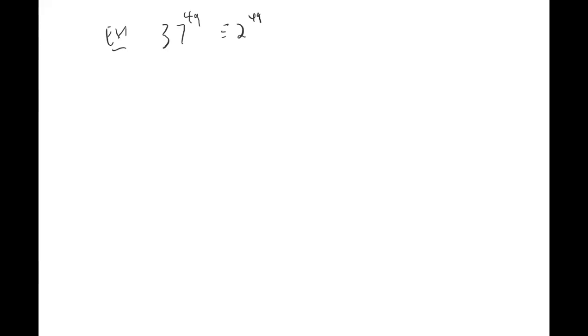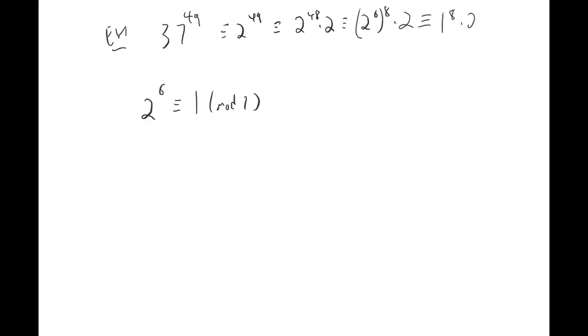And now I know that 2 to the 6 is congruent to 1 mod 7, so I could split out factors of 6. I could split out 48, because 8 times 6 is 48. Now I know 2 to the 6 is 1. So this is 1 to the 8 times 2, which is just 2, because 1 to the 8 is 1. Mod 7.